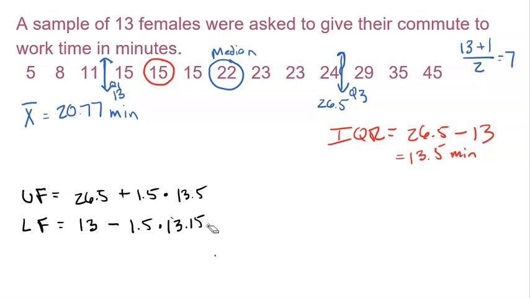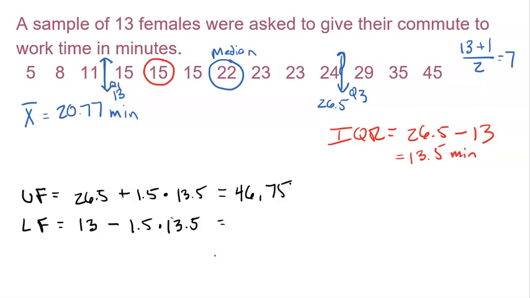And I wrote 13.15. It's 13.5. Sorry about that. All right, so now, again, these are not statistics. These are just numbers that are going to help you identify the presence or absence of outliers. So if I go 26.5 plus 1.5 times 13.5 on my calculator, I get 46.75.